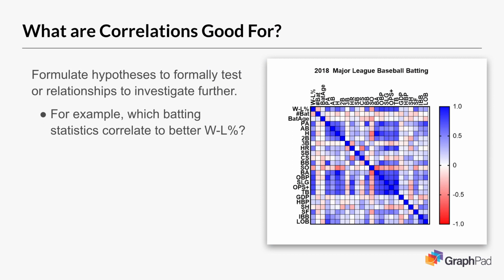They're good at coming up with hypotheses to formally test. In other words, if you see a correlation, it's not necessarily cause and effect, but you might explore it further. It's a signal that says, hey, look here.